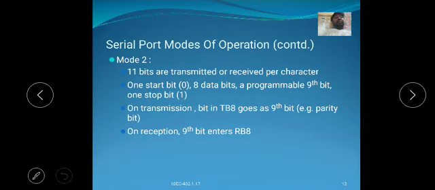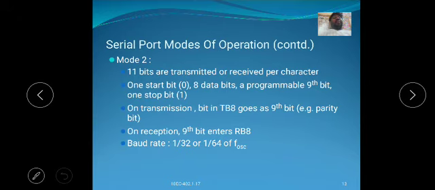Next one is mode 2. The 11 bits are transmitted or received per character: one start bit 0, 8 data bits, a programmable ninth bit, 1 stop bit.